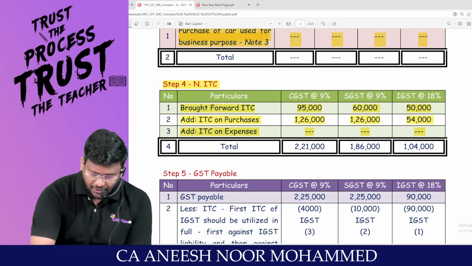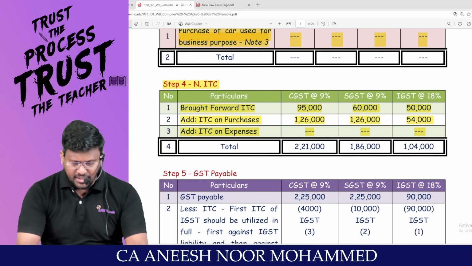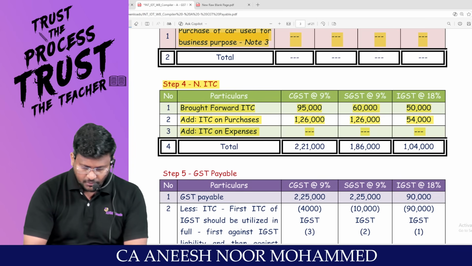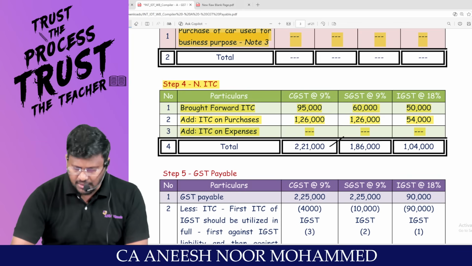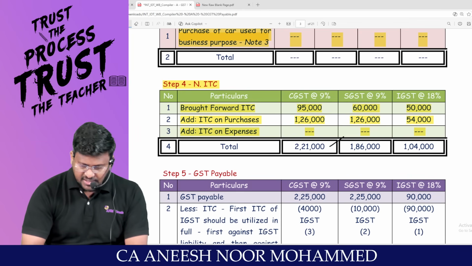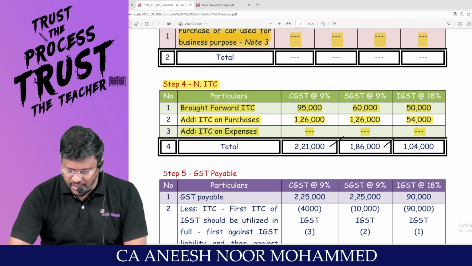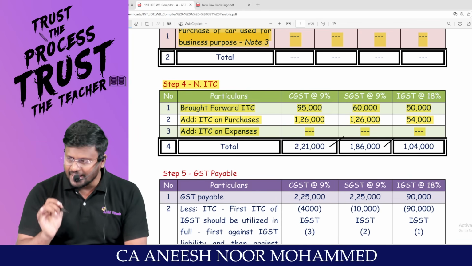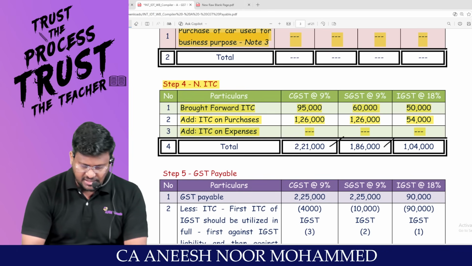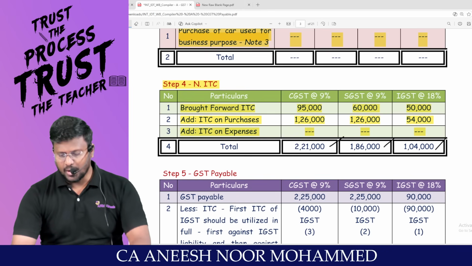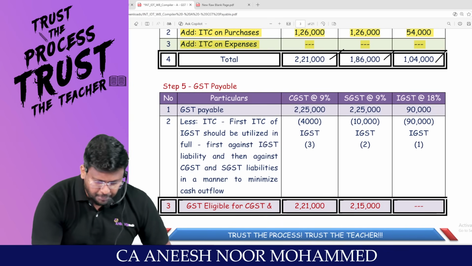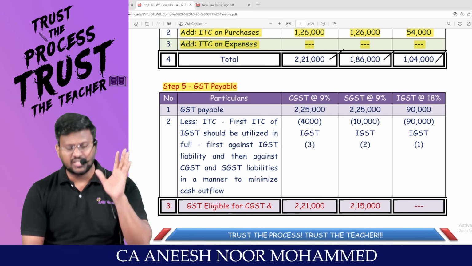So 95,000 plus 1,26,000 comes to 2,21,000, the total CGST available. 60,000 plus 1,26,000 comes to 1,86,000, the total SGST available. 50,000 plus 54,000 comes to 1,04,000. Now I can happily move into step number 5, GST payable.